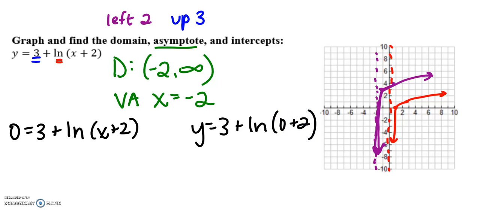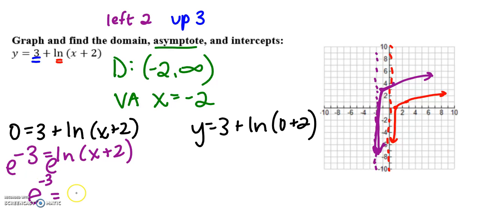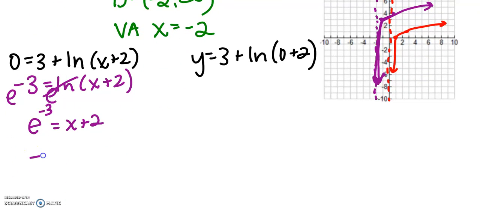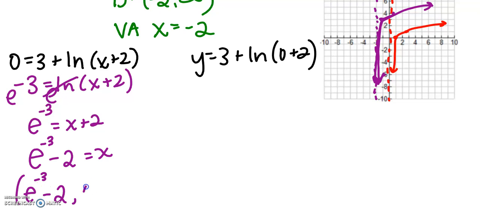So this side, I'm going to subtract 3. I'm going to get rid of this natural log by e-ing both sides, or rewriting as an exponential. e and ln is going to cancel out. x plus 2. Looks like my x-intercept is going to be e to the negative 3rd minus 2. So to write that as a coordinate point, (e to the negative 3rd minus 2, 0). Because y was 0, that's how I started this whole process.